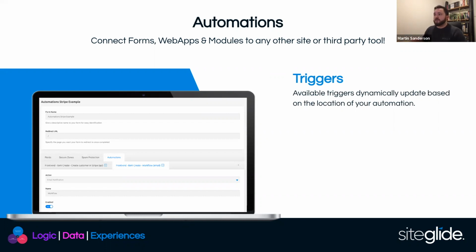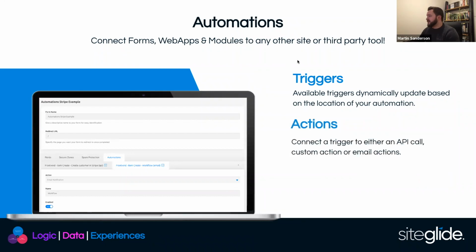So the first area of this is triggers. So depending on where you look in admin, you're going to get different triggers. Typically, these are focused around either front-end create, admin create, or admin update. But there are others. It depends on where you look. So the triggers available are dynamic to what you're looking at in the data you're managing.